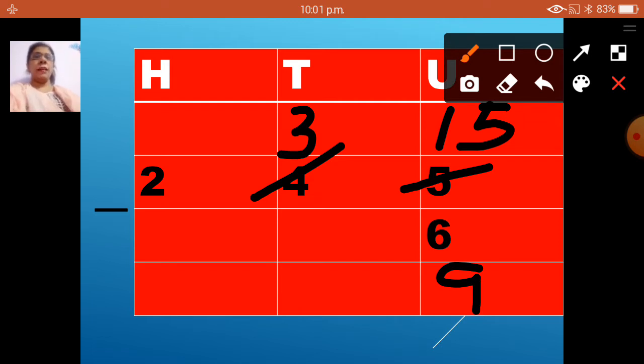Now below 3, that is in tens place, we are not having any number other than 3. So we will consider it as 0. So 3 minus 0 will be 3. Now below 2 also we are not having any number to subtract. So we will consider it as 0. So 2 minus 0 will be 2. So when we subtract 245 minus 6, we get our answer 239.